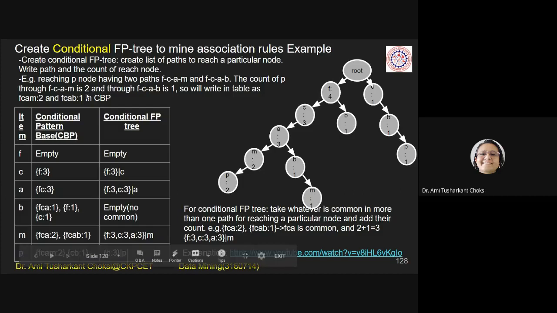Now what do we do? Create a conditional FP tree to mine association rules. Create a list of paths to reach a particular node, and write the path and the count of each node. Reaching the P node, we have two paths. Where is P? P is here. We have two paths, that is F, C, A, M and F, C, A, B. For reaching the P node, we do have two paths.